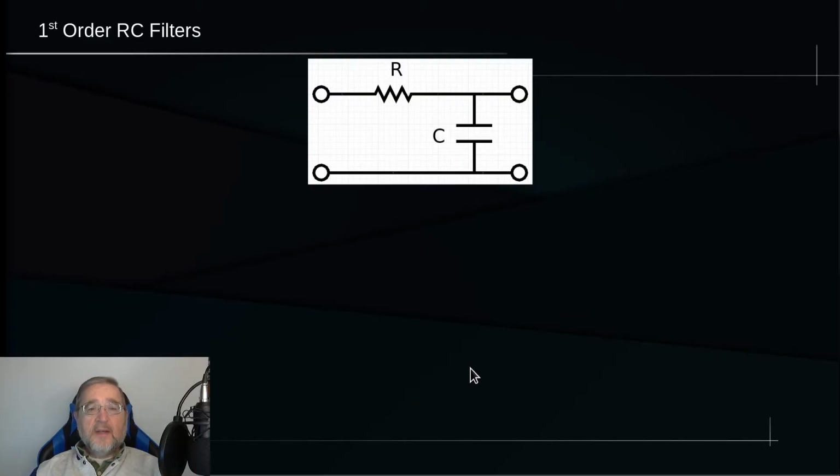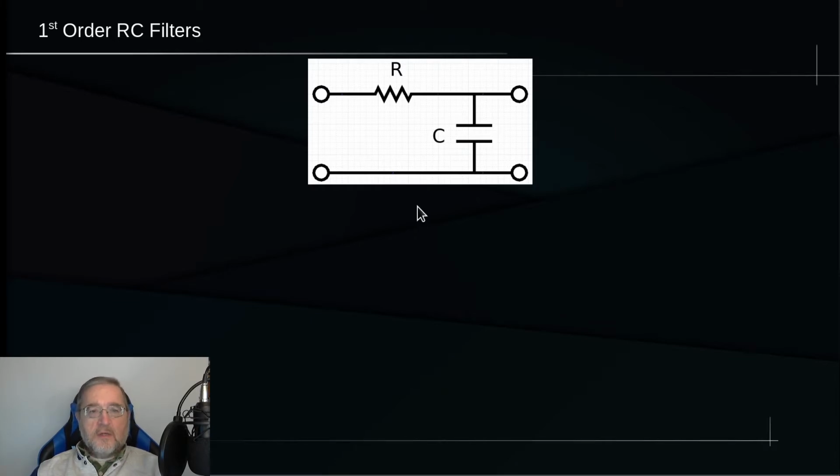Let's start by taking a look at the schematic of a first-order RC passive low-pass filter. It is made of just two components, one resistor and one capacitor. The RC in the name comes in fact from the presence in the circuit of these two components. First order is because there is only one reactive component in the circuit, and passive because there are no active components like transistors or op-amps.